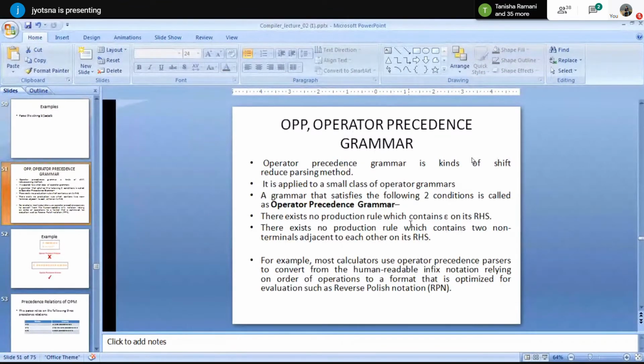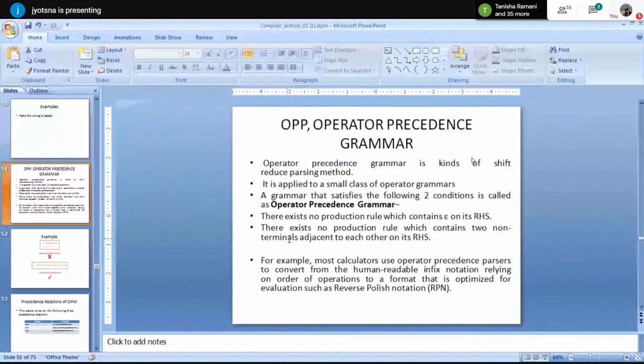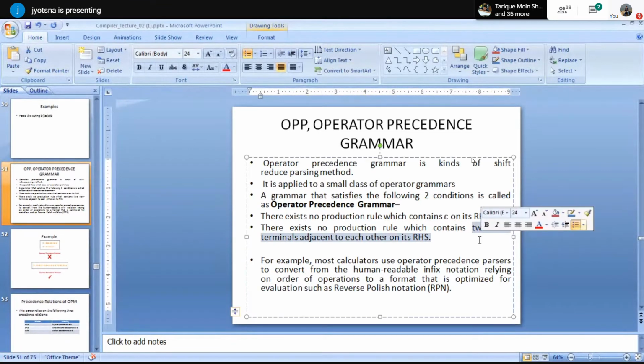And the second rule that needs to be satisfied is there is no production rule which contains two non-terminals adjacent to each other in the RHS. So no two non-terminals should be adjacent to each other. You know what a non-terminal is; conventionally non-terminals are written in capital letters. So there should not be two non-terminals adjacent to each other. If that is the case, then the grammar will not be called an operator precedence grammar.